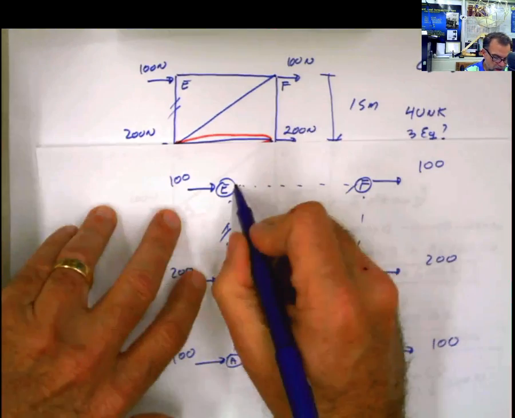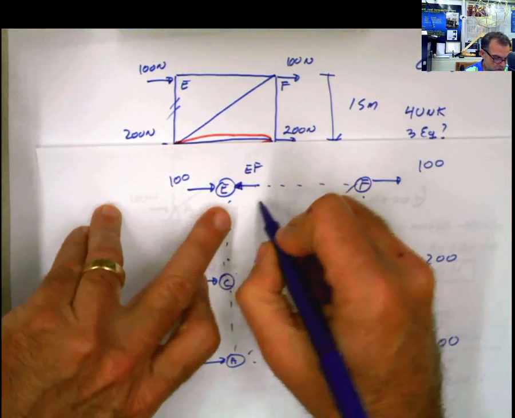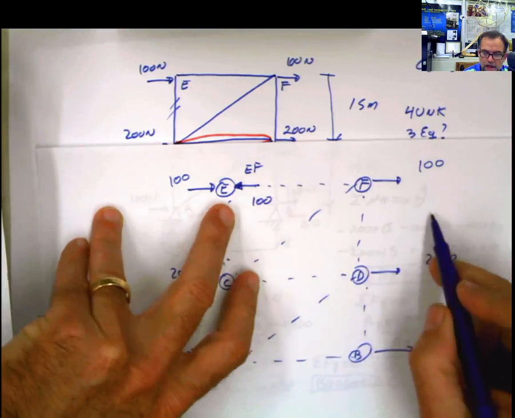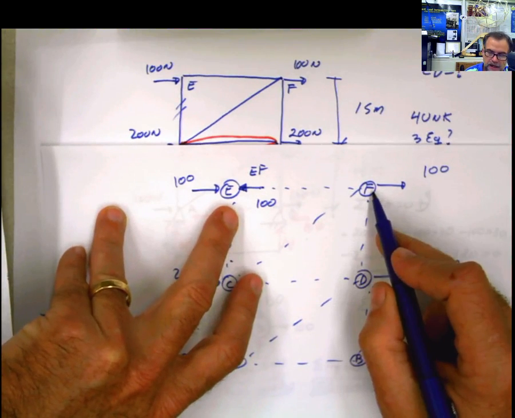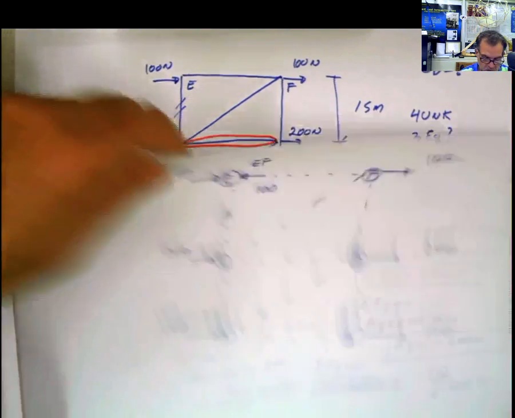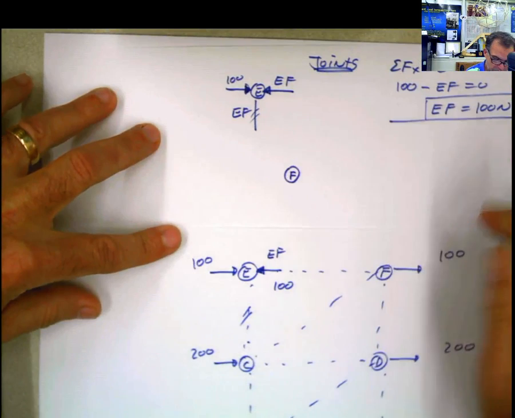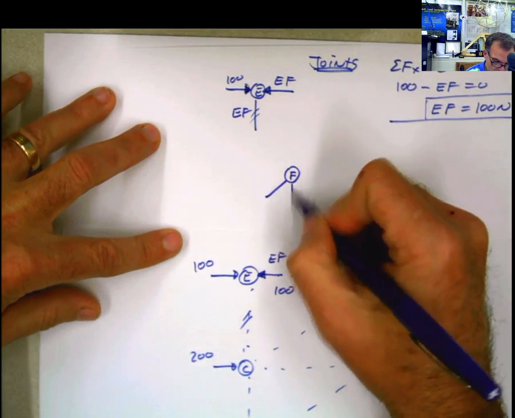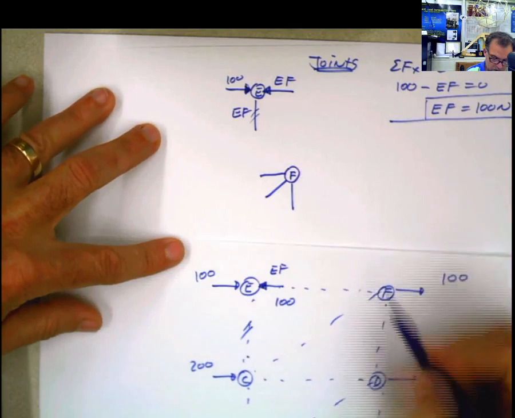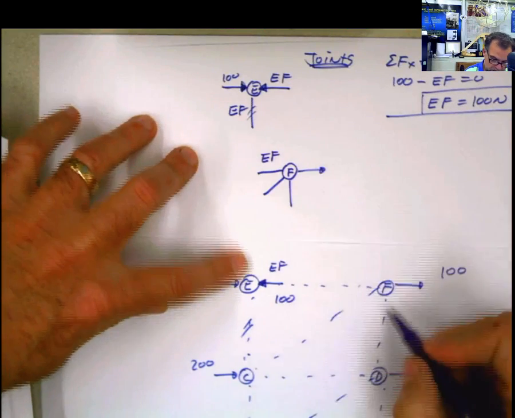So I already calculated this force EF, which is 100. Now, why do I do that? Because now I have to go and analyze the joint F. The joint F, you have 2 forces, FC and FD. So when I move to the joint F, which is this joint here, I have this force, and this force, 1, 2, 3, plus this force. This is EF, this is FC, and this is FD.